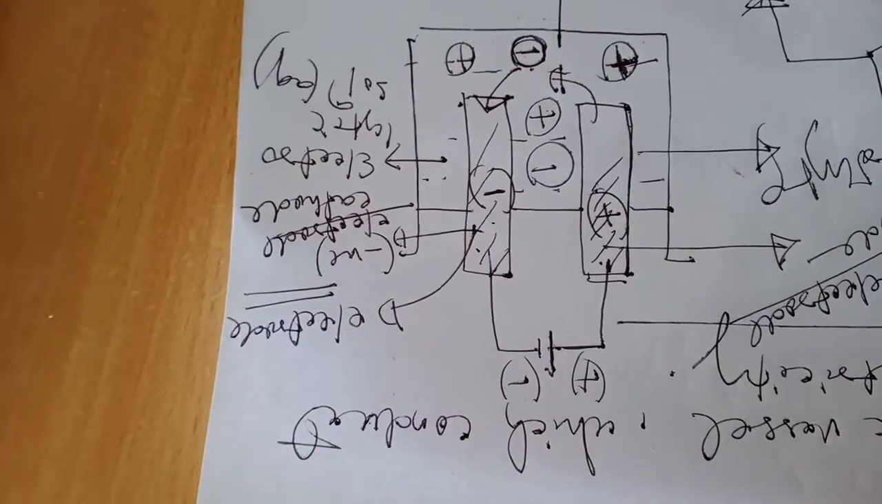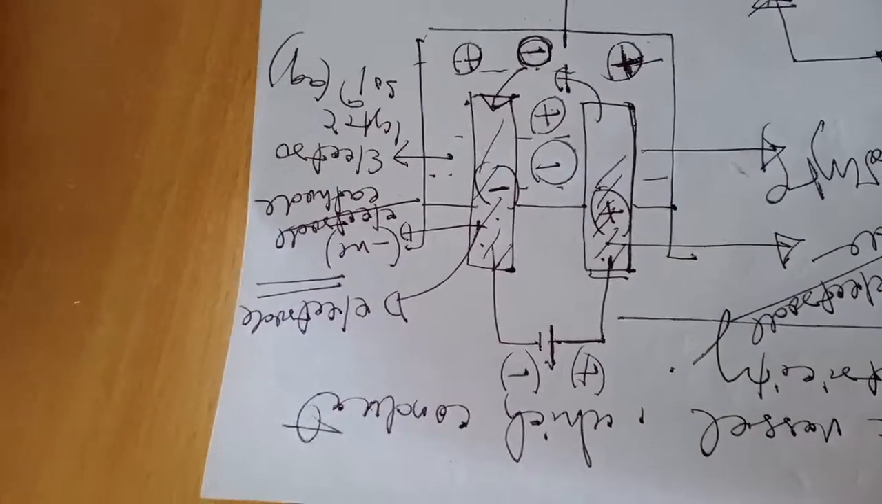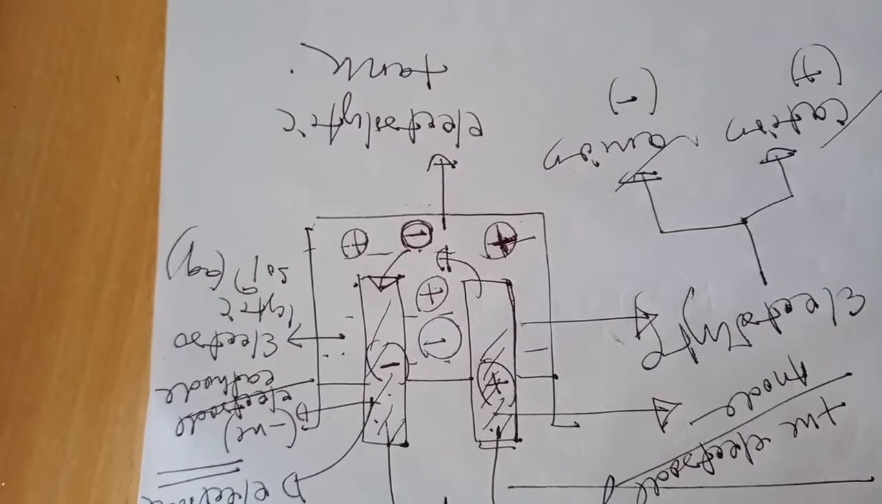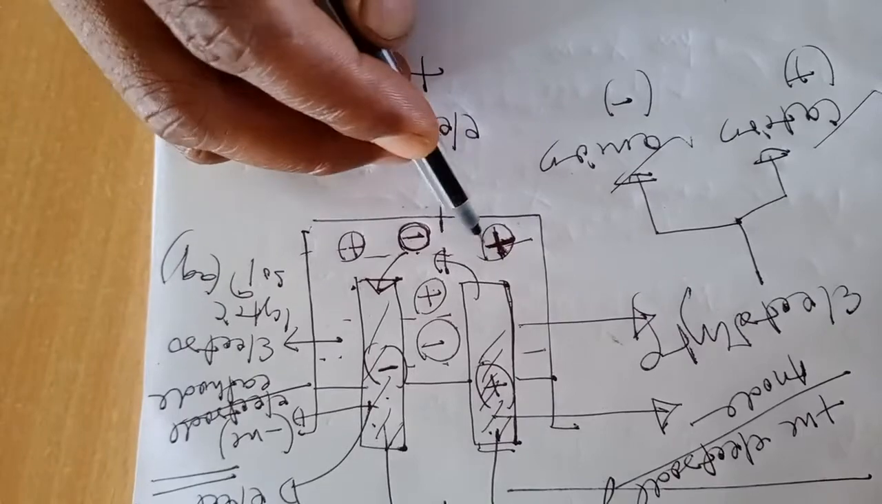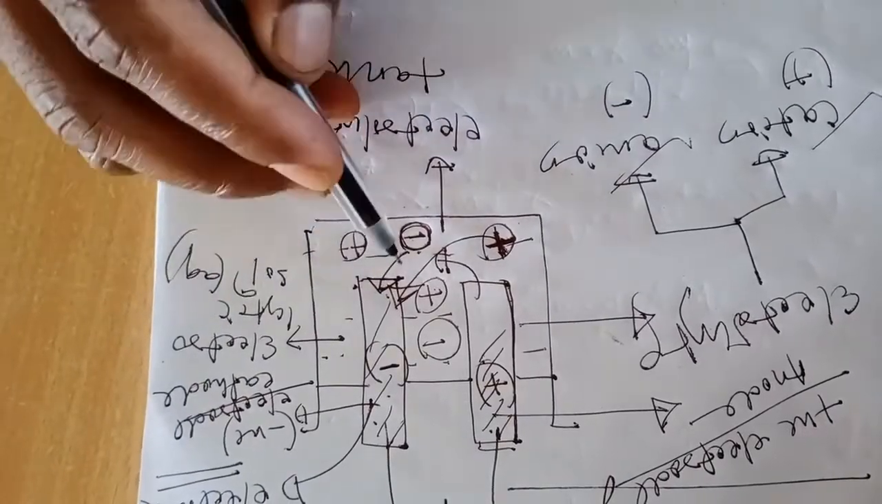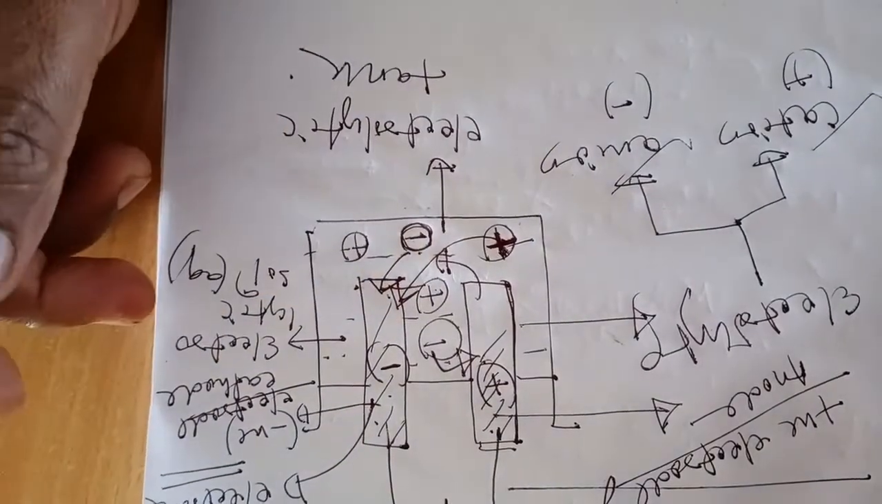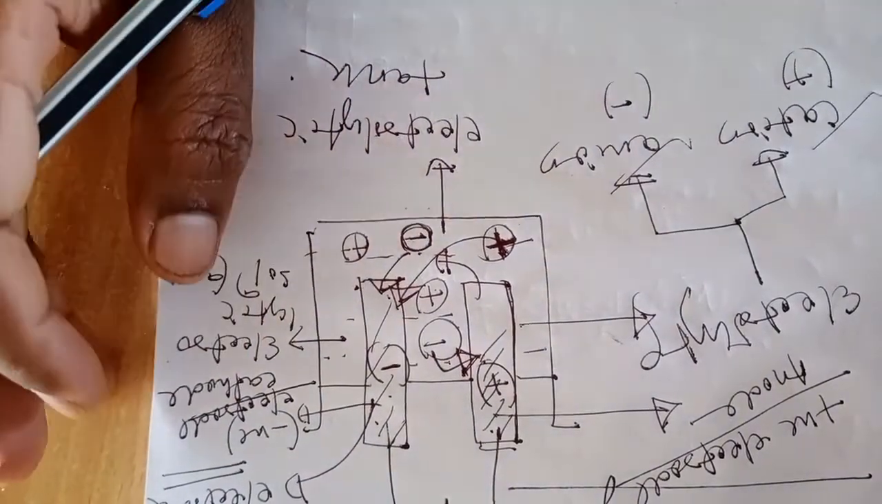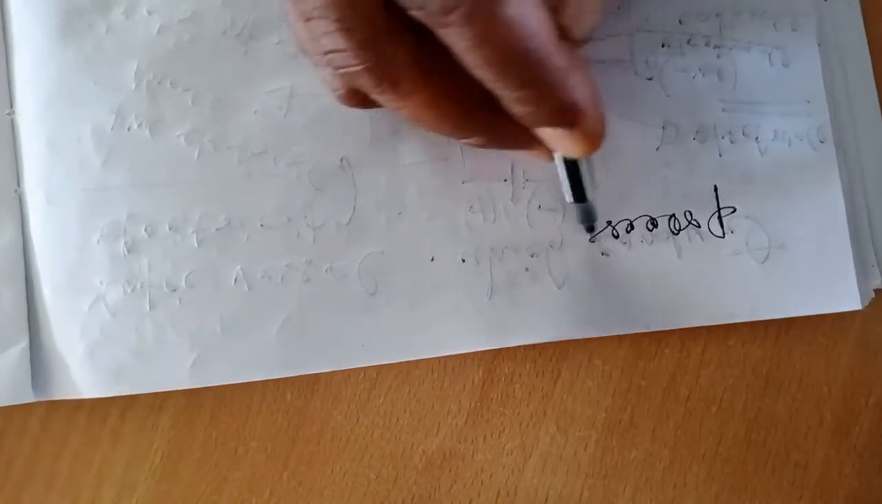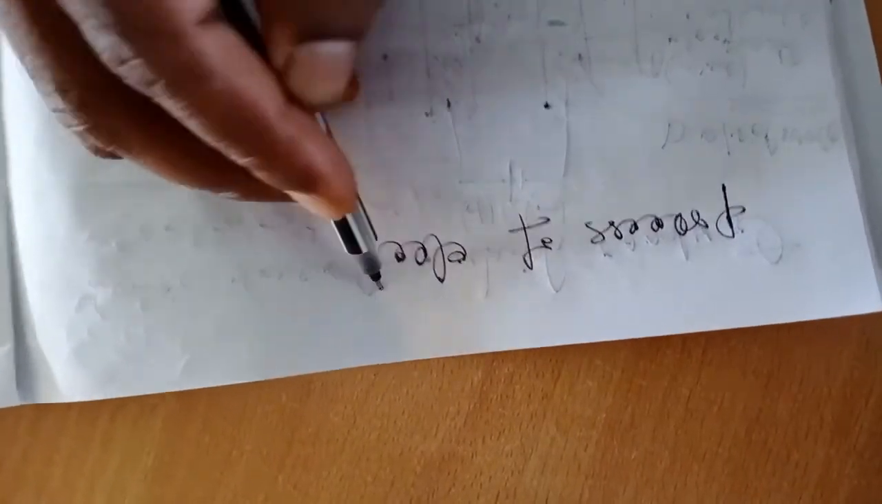So here in the principle it is written that cations and anions move to their respective electrodes. That means this cation moves to the cathode and this anion moves to the anode during the process of electrolysis. This is the overall principle of electrolysis. Now we will see the process. Process of electrolysis.